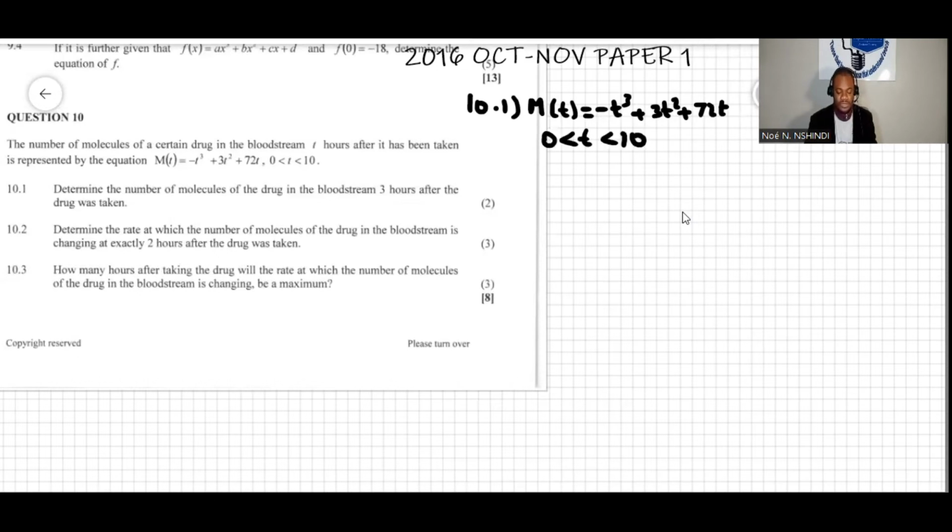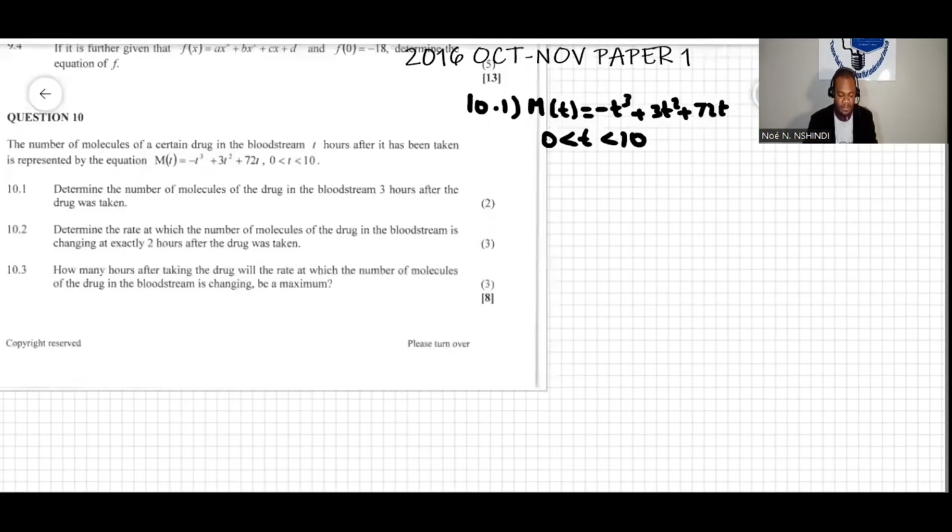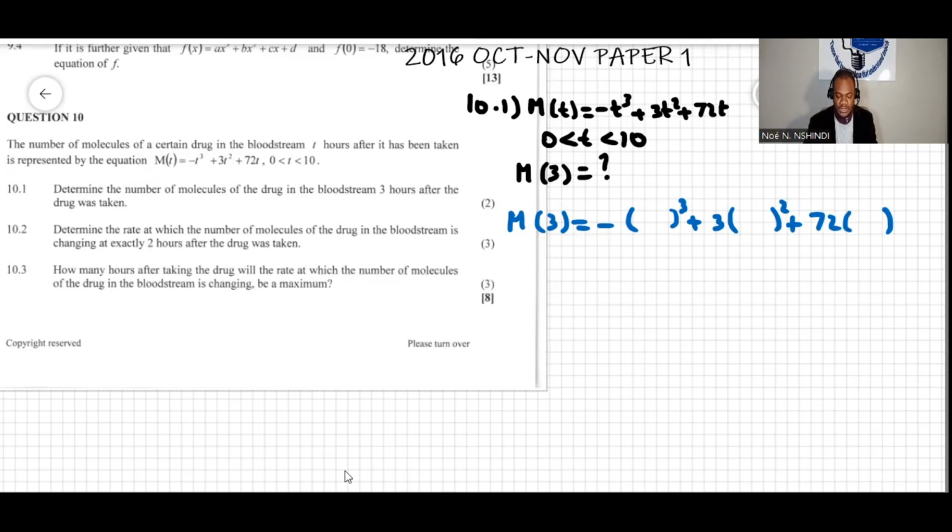Now, question 10.1 says determine the number of molecules of the drug in the bloodstream 3 hours after the drug has been taken. This simply means calculate. We are asked to calculate m of 3. So m of 3 will be equal to negative t cubed plus 3t squared plus 72t. We sub in the value of t by 3, 3, and 3.